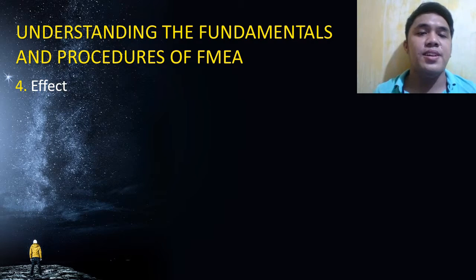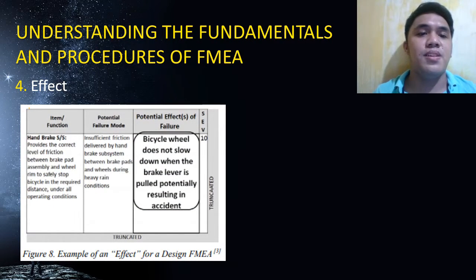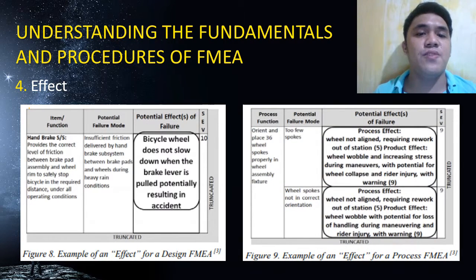Number 4 is the effect. It is the consequence of the failure on the system or end user. This can be a single description of the effect on the top-level system or end user, or 3 levels of effects like local, next higher level, and end effect. For process FMEA, consider the effect at the manufacturing or assembly level as well as at the system or end user. There can be more than one effect for each failure mode. However, typically, the FMEA team will use the most serious of the end effects for the analysis. Figure 8 is an example of effect for a design FMEA. Figure 9 is an example of an effect for a process FMEA.